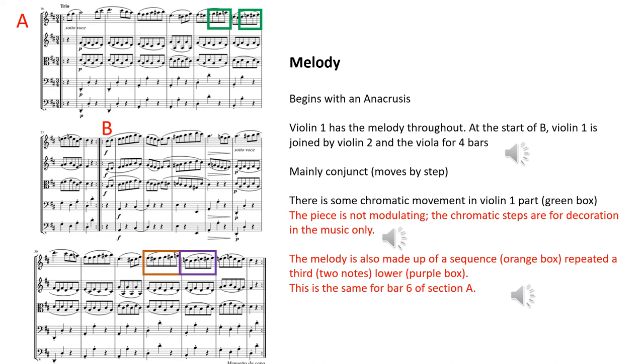Right, here comes section B, where violin 1, violin 2 and viola all have the tune for 4 bars. Before now, we've gone back to just violin 1 having the main melody. So violin 1, violin 2 and viola together, and just the violin again. Okay. So I'm going to play it again now, and I want you to see if you can hear those changes.